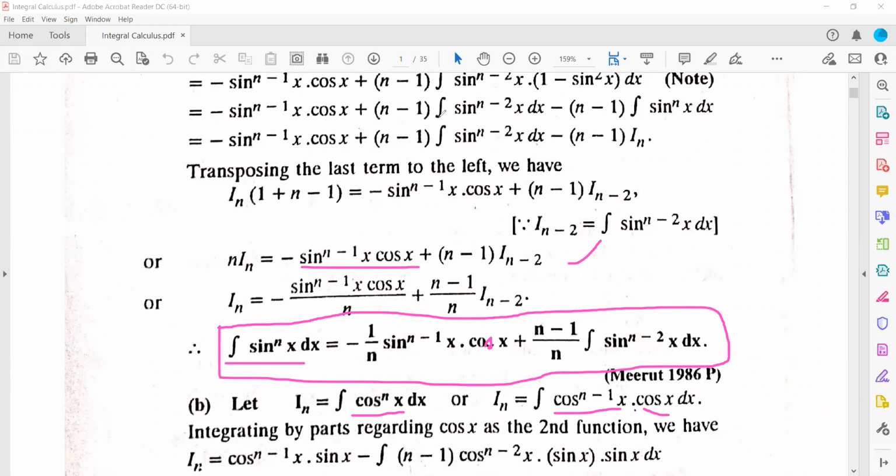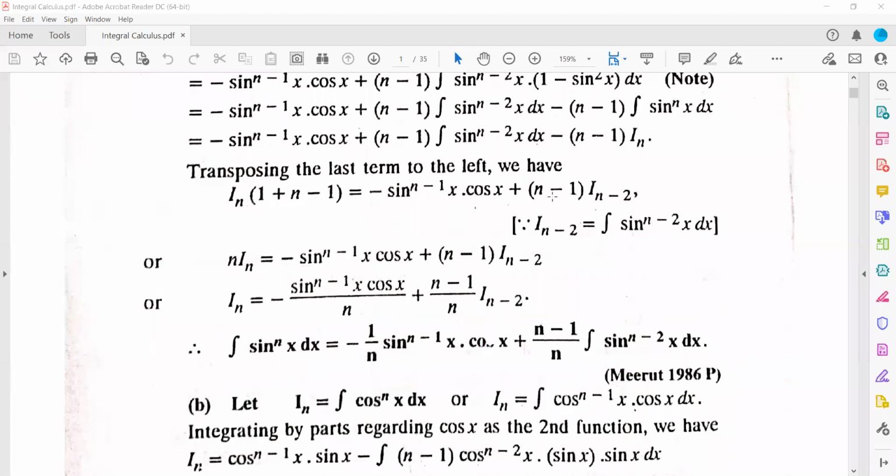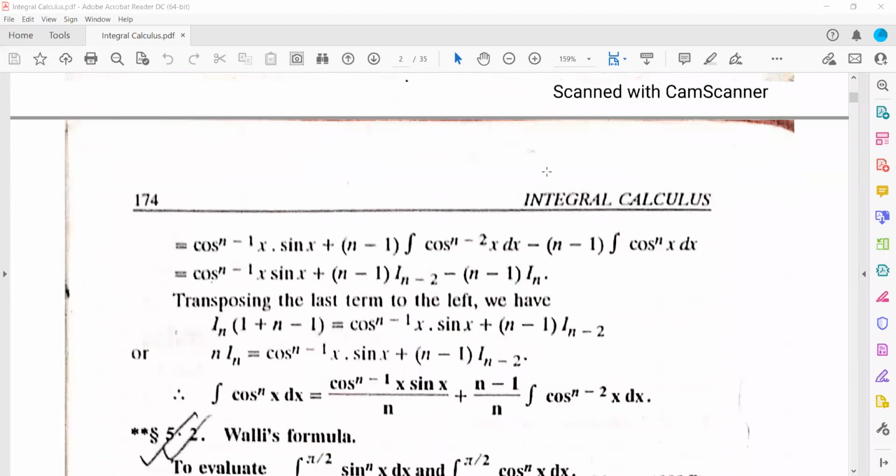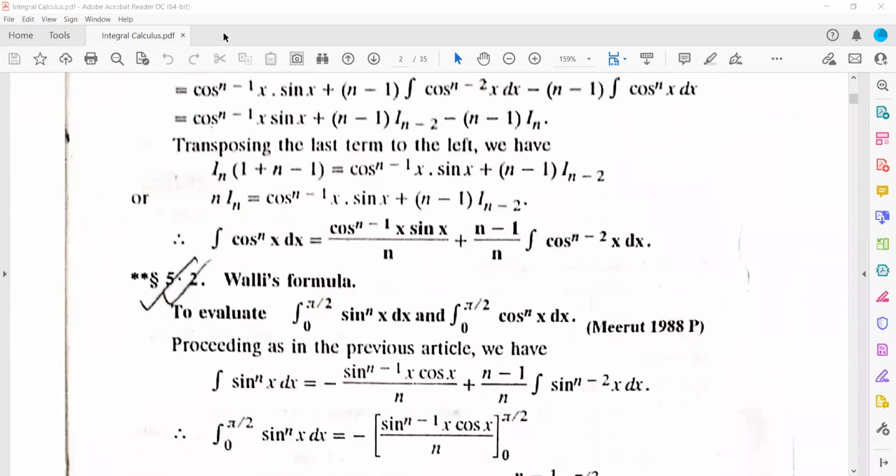Just here there was sin x, now here it is cos x. Simply take this one as the first function and this one as the second function, and you follow the process. You will get the required reduction formula for cos to the power n x dx. Is that clear? So we follow the same process. Here it has already been done, so the reduction formula for cos to the power n x is this one.